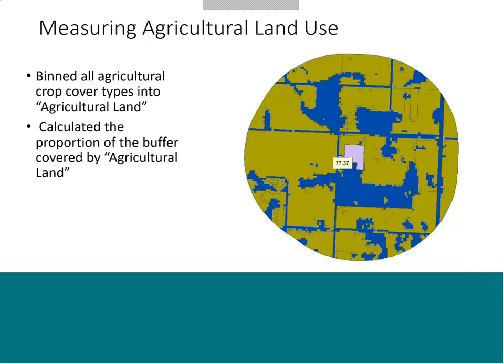So here you can see blue is non-agricultural land and olive color is agricultural land. And then I calculated how much of this area of measurement is proportionally covered by agriculture. So it turns out this site has about 77% of its area around it in agriculture.